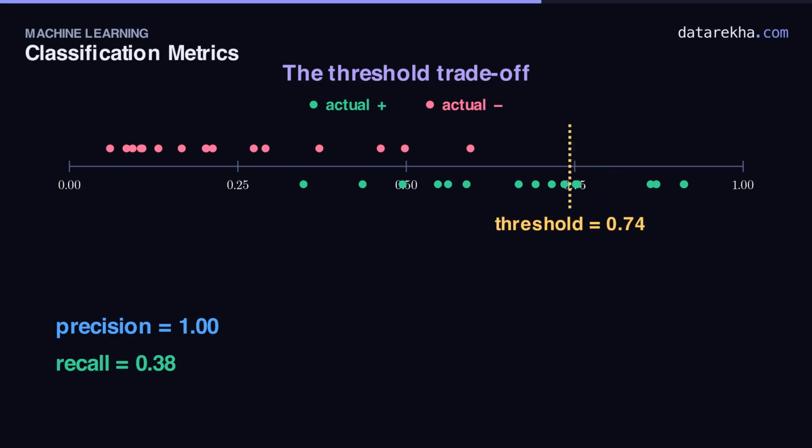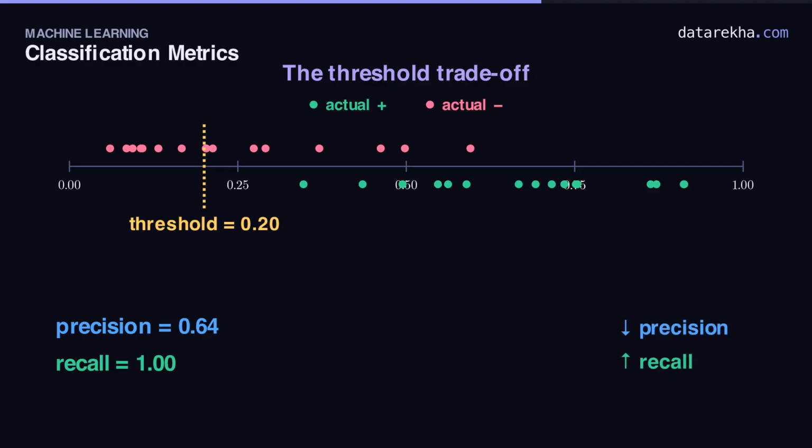Now drag it the other way. Low. We flag almost everything as positive. Recall shoots up. We catch nearly every real case. But precision collapses because we're flagging piles of negatives too.